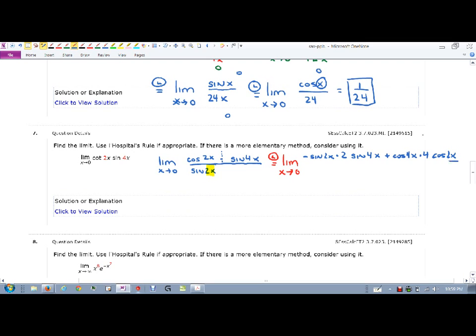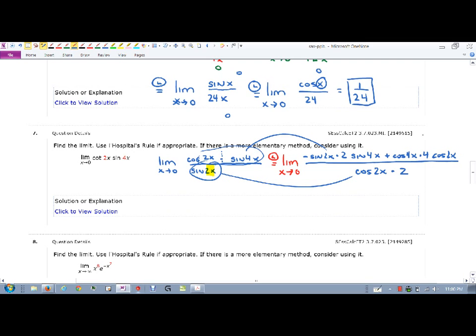And this is starting to look ugly. Over, the derivative of the bottom, which is cosine 2x, and then chain rule, times 2. So I did the derivative of the top, which was a product rule. I did the derivative of the bottom, which was this. Again, not doing quotient rule. Don't mix that up.